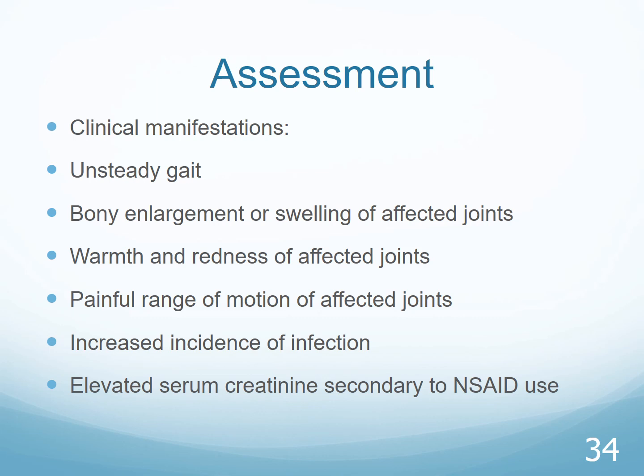So, assessment. Some clinical manifestations that we will see are an unsteady gait, bony enlargement or swelling of the affected joint or joints, maybe warm, maybe red. It will be painful. It will be a painful range of motion. Increased incidence of infection, because remember, their immune system may be affected, and they may have an elevated serum creatinine that is secondary to NSAID use. That means that these NSAIDs that they're taking to control their symptoms and control their pain are now starting to affect their kidneys.